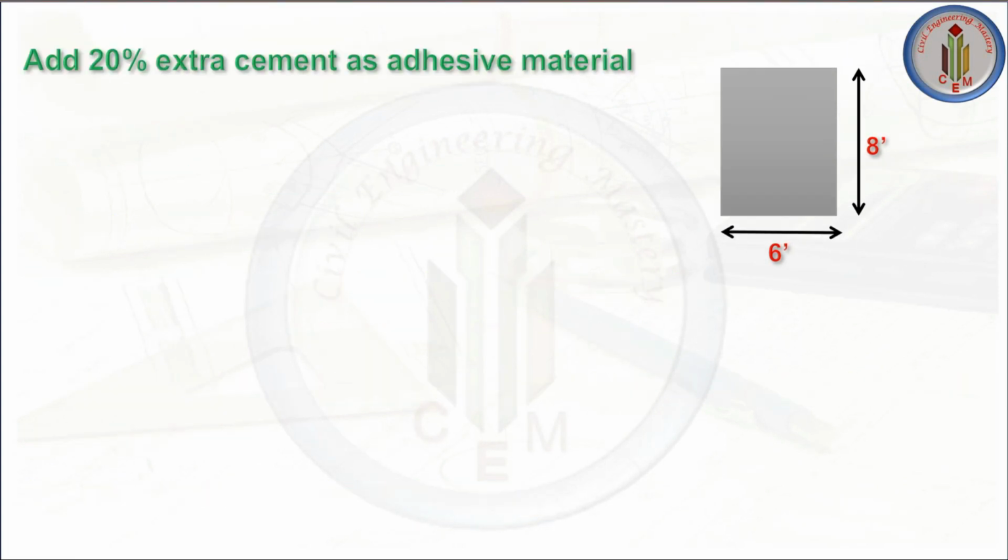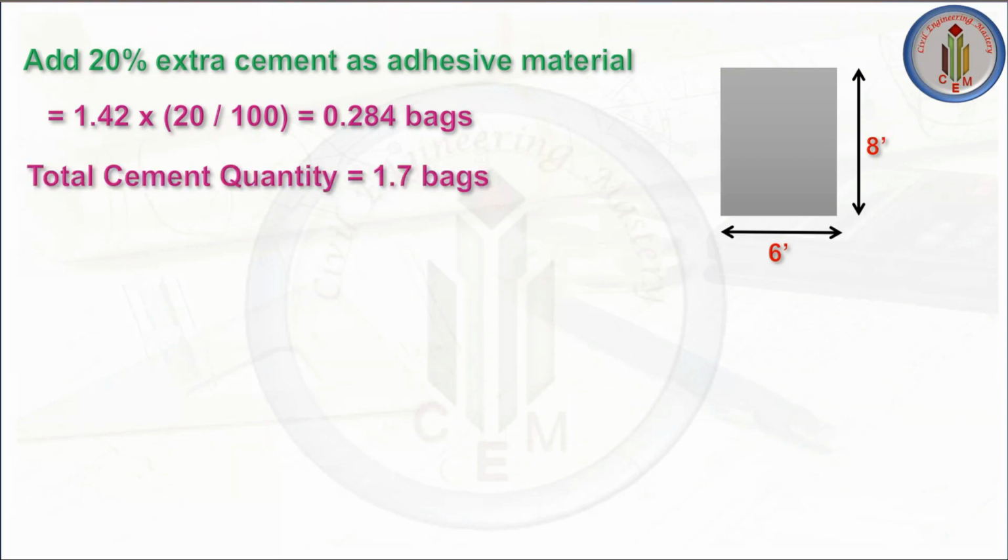We need to add 20% extra cement as adhesive material. 1.42 bags is the quantity of cement, so from that we need to add 20%. So we get 0.284. So total cement quantity is 1.42 plus 0.284, so we get it as 1.7 bags.